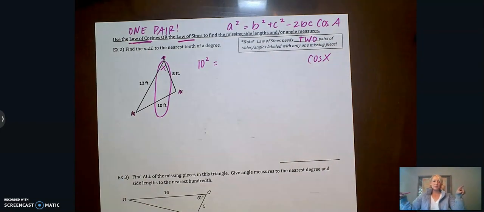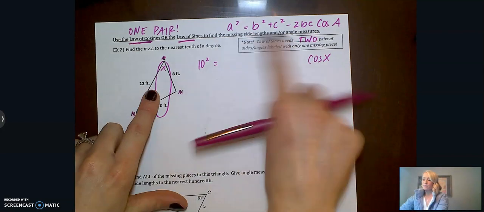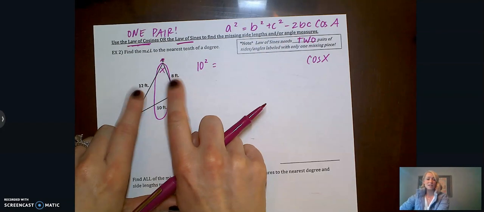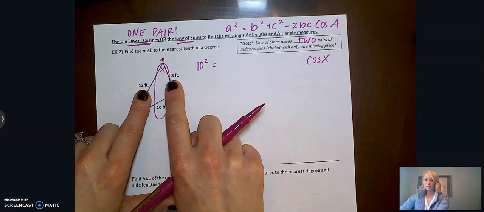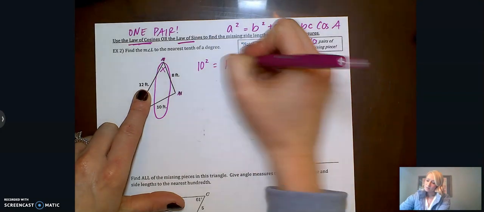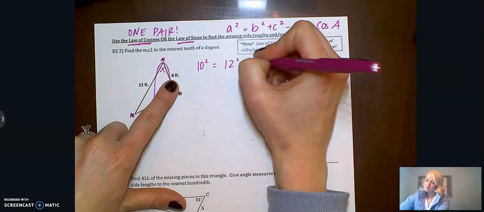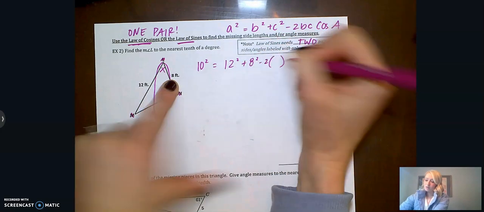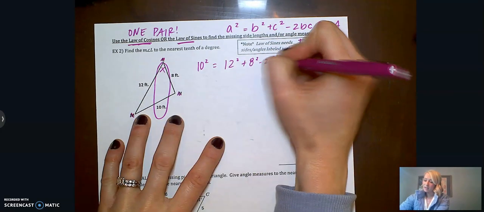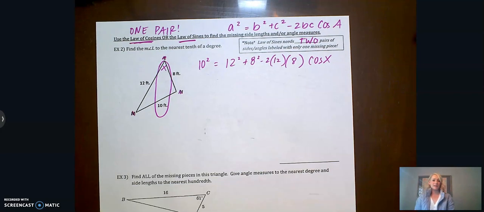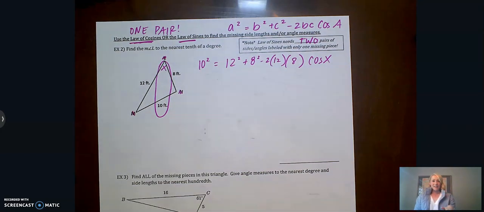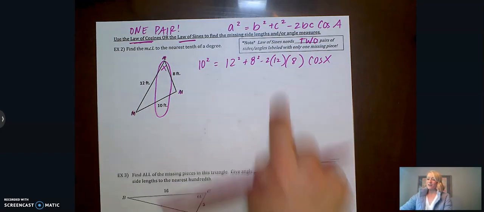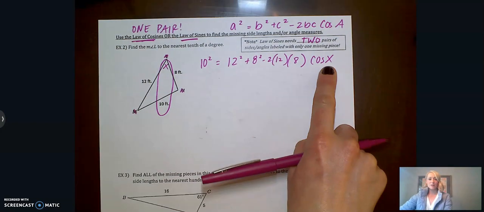I always set up the outsides first. The B and the C in the middle, that's just the other 2 sides. Doesn't matter which one's which. So we'll say 12 squared plus 8 squared minus 2 times those pieces again, cosine X. Okay, this one's not as easy. So like I said, X is either here or here.